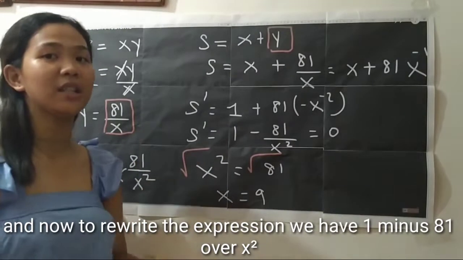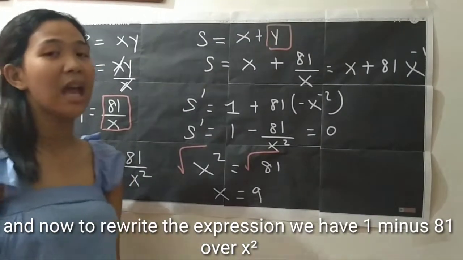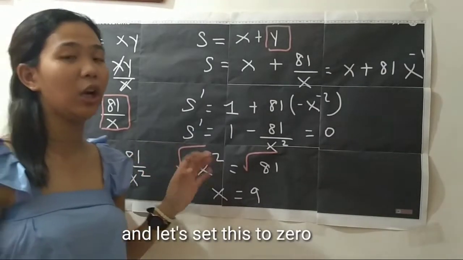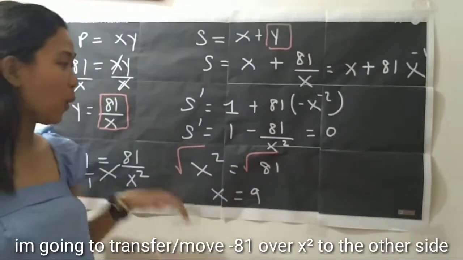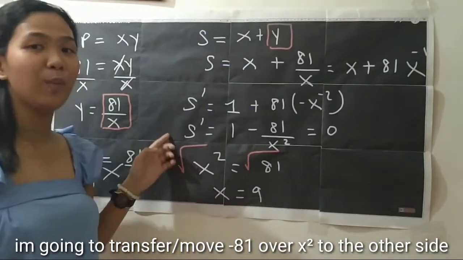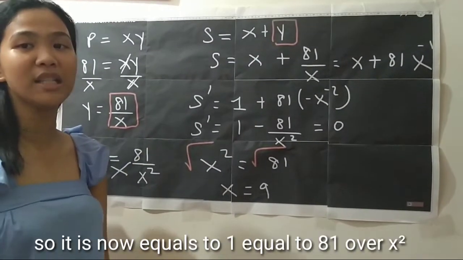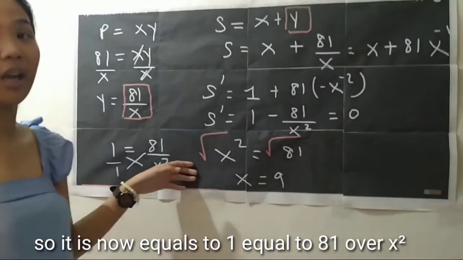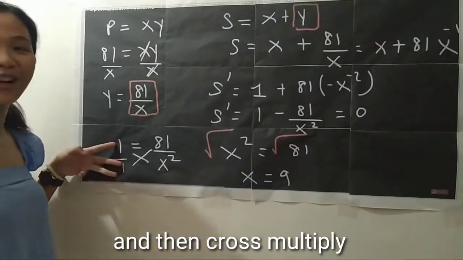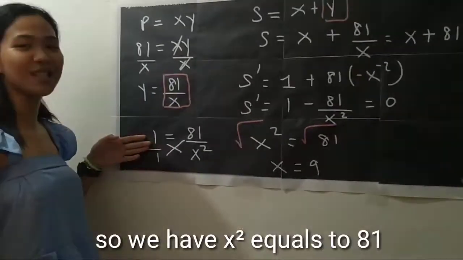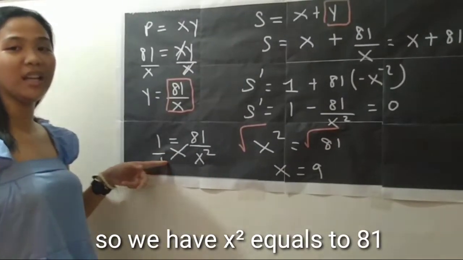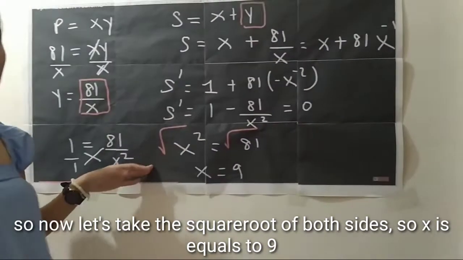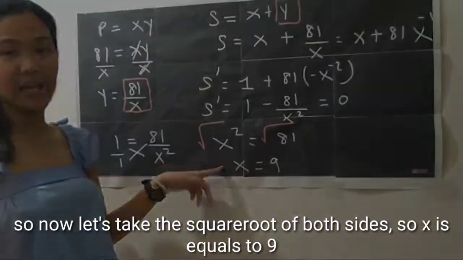And now to rewrite the expression, we have 1 minus 81 over x squared, and let's set this equal to 0. So I'm going to take this term and move it to the side, so 1 is equal to 81 over x squared, and then cross multiply. So we have x squared is equal to 81. So now let's take the square root of both sides. So the square root of 81 is 9.